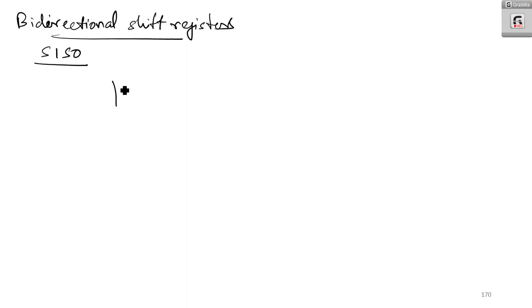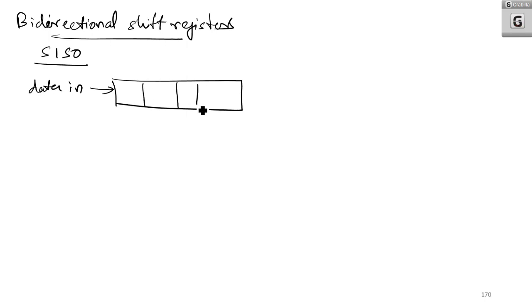That means if you are having data in from here, you can have 4 shift register, 4 flip-flops. Data out can come like this in serial form. Similarly, another way is you can take the data in from here and pass the data to the left side and data out will come here. So that is basically bidirectional shift registers.